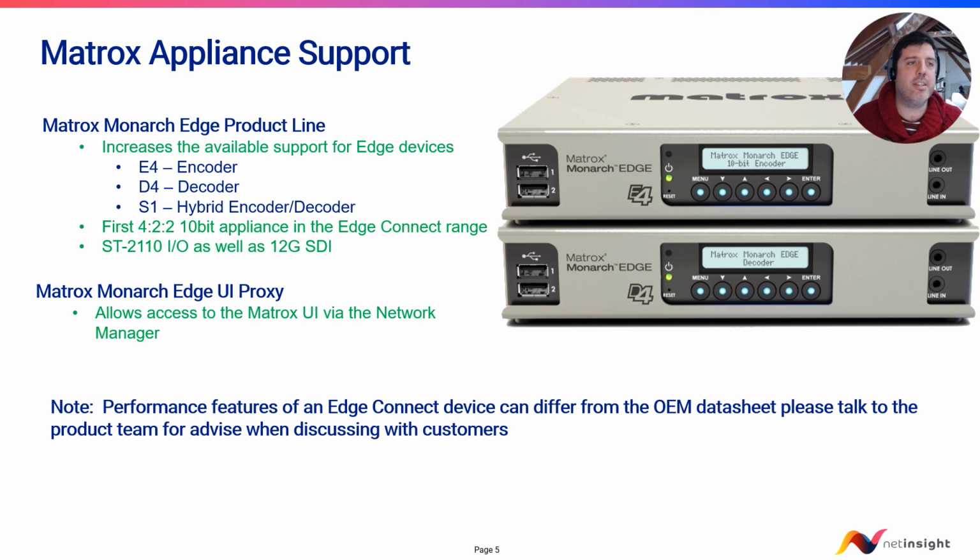And then the final feature here is the Matrox appliance support. So we've been focused over the last 4 months on a particular product range, the Matrox Edge product line. It's been driven out of requirements from, I think, a particular service provider customer to increase the available support for Edge devices. So there are 3 Matrox products that we now support, and they all sit within this range. They're little half 1RU boxes. And that's the E4, which is an encoder, the D4, which is a decoder, and the S1, which is a hybridized encoder and decoder in a single unit.